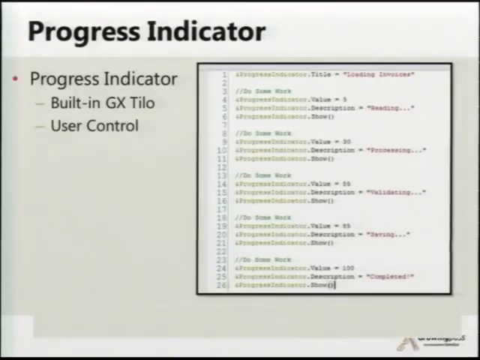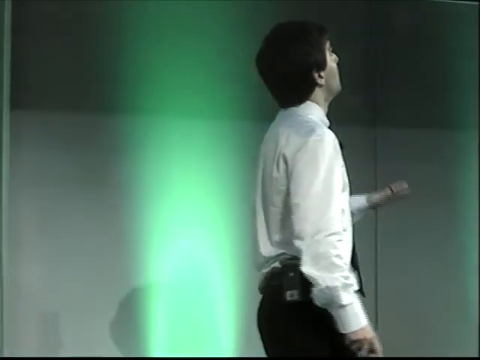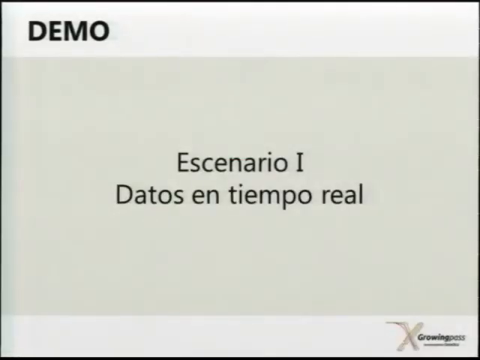Something else is that we will natively introduce the progress indicator that will be useful for our clients, so that in their applications they can include notifications and progress updates. This will be included as a user control that you will be able to use natively in GeneXus. So enough about theories. Let's now see this in motion. Let's now move to the real-time data scenario. How would this impact on this scenario?